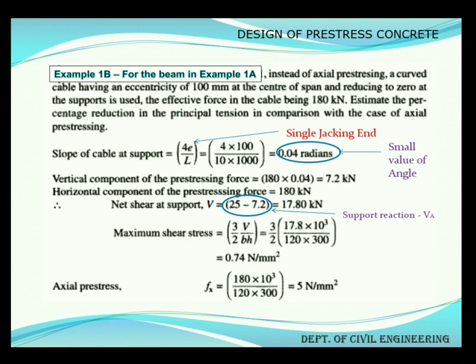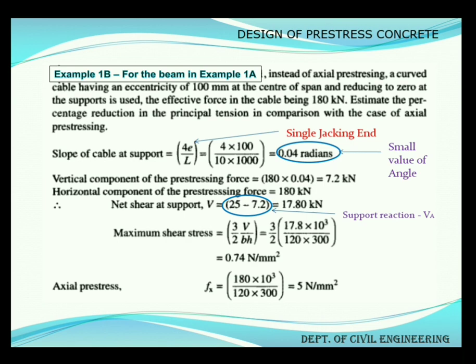So we get the angle as 0.04 radians, which is a very small value, and as discussed in the first part of the video, as the profile is parabolic, we get split forces, that is a horizontal component of P and a vertical component of P. The vertical component of P is nothing but P into theta, that is P into 0.04, which comes out to be 7.2, and the horizontal component of the pre-stress is nothing but P, which is 180 kilonewton itself. So the second important point which I had mentioned at the starting of the video has been used here.